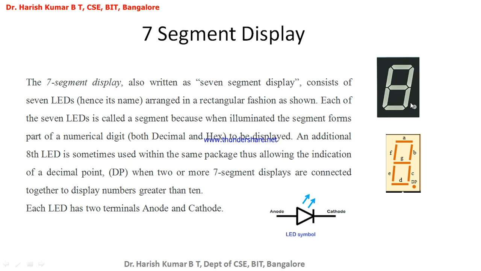Including this, there are totally 8 segments, but generally this is called a 7 segment display. The segments are named in the clockwise direction: A, B, C, D, E, F, and G. And the schematic diagram of the LED is written here. This is how a light emitting diode looks. It has two terminals: one is the cathode terminal, another one is the anode terminal.